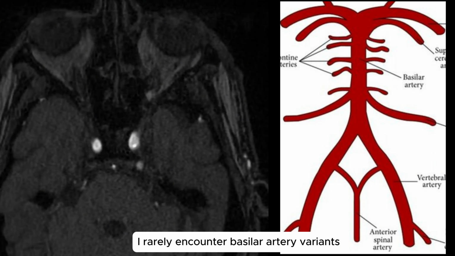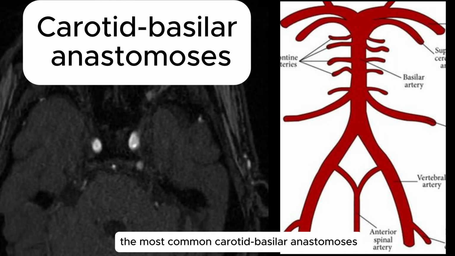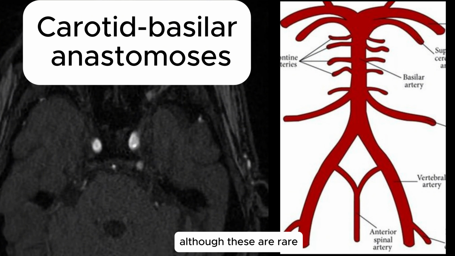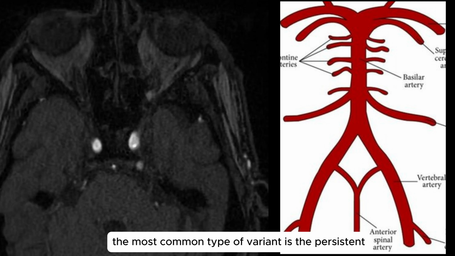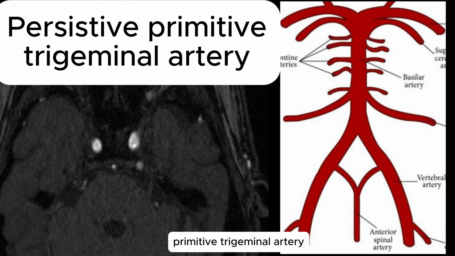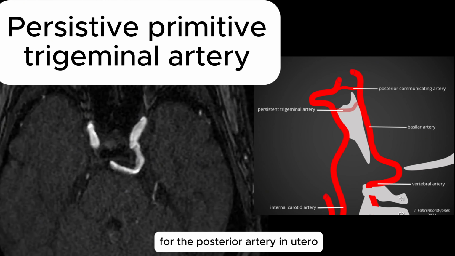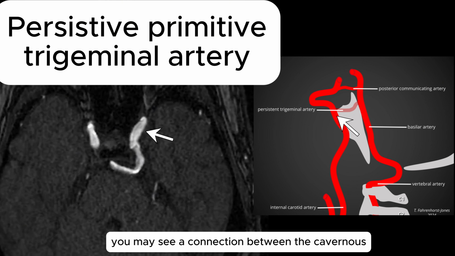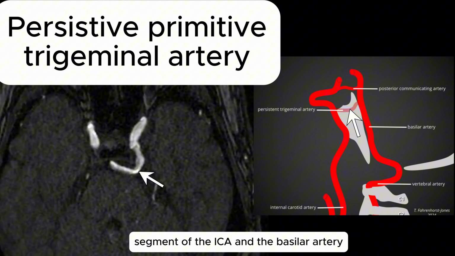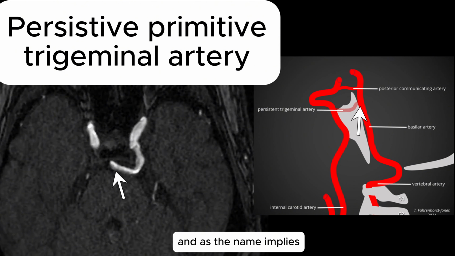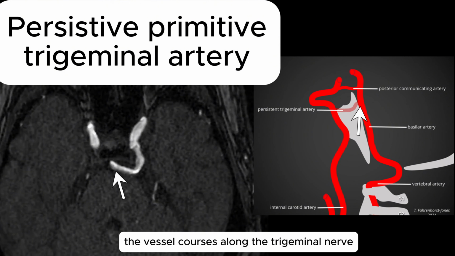I rarely encounter basilar artery variants, but I think it's worthwhile to know about the most common carotid basilar anastomosis. Although these are rare, the most common type of variant is the persistent primitive trigeminal artery. It's an important supply for the basilar artery in utero, and it may persist into adult life. You may see a connection between the cavernous segment of the ICA and the basilar artery, and as the name implies, the vessel courses along the trigeminal nerve, and rarely it may cause trigeminal neuralgia.